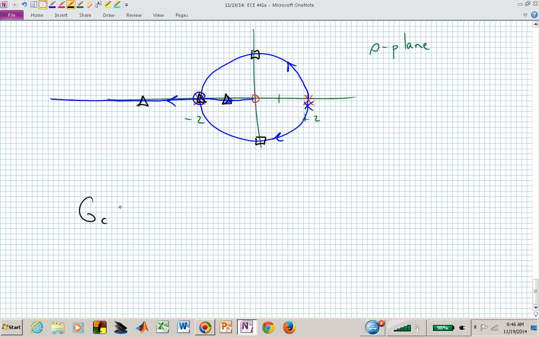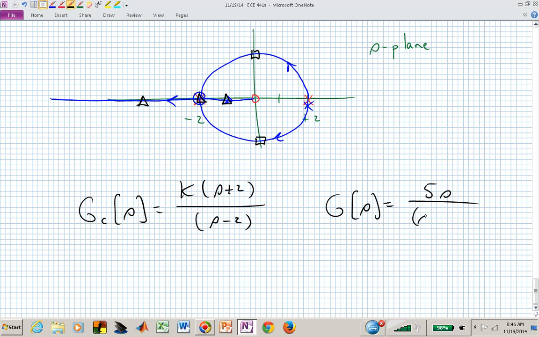So that if I now have this G sub C of S is K, S, where did I put this one? I've got so many symbols here. I put that one at -2, didn't I? I canceled the pole at -2 with my controller 0, and this was a pole introduced at +2. And my plant initially, I don't even remember what it was. It was 5 S over S minus 2 S plus 2.